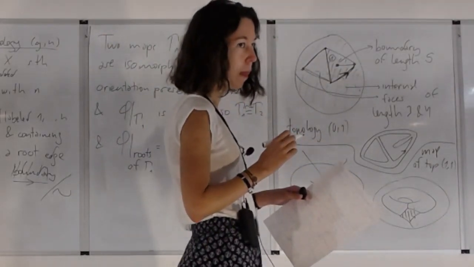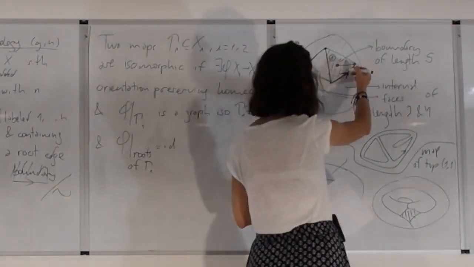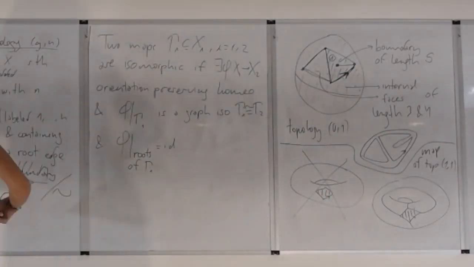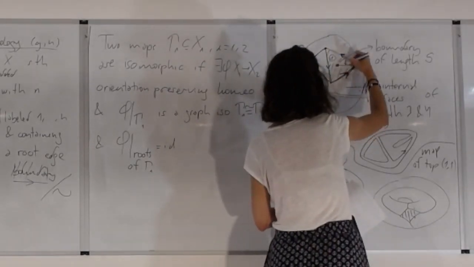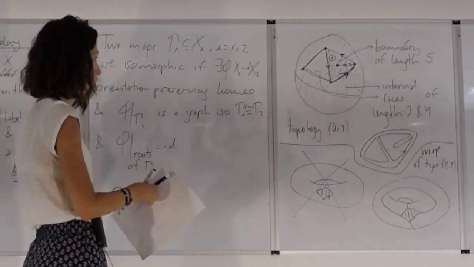But then you have a choice. I could mark another one. I could mark this one, or this one, or this one, or this one. Yes. So you have 5 choices because it's of length 5.